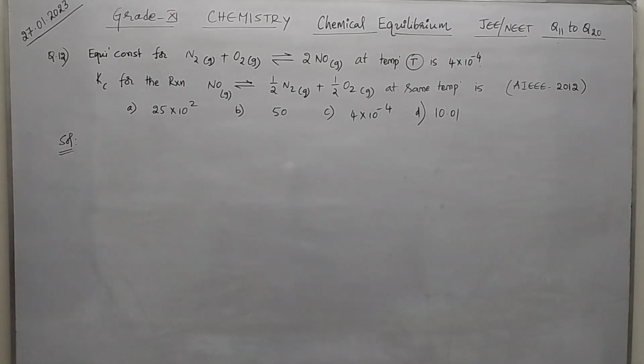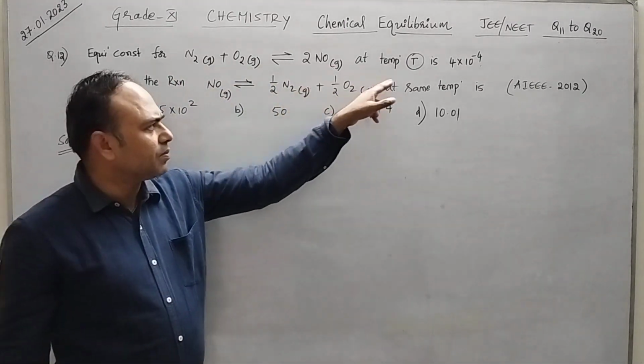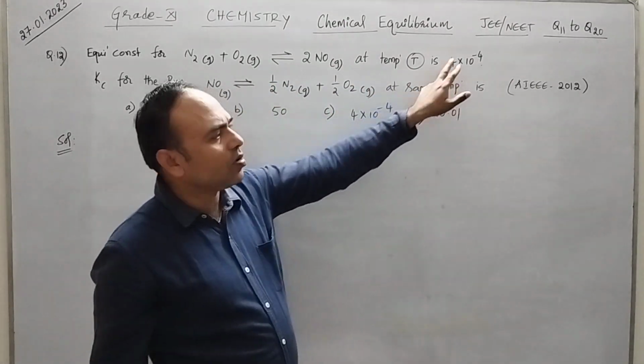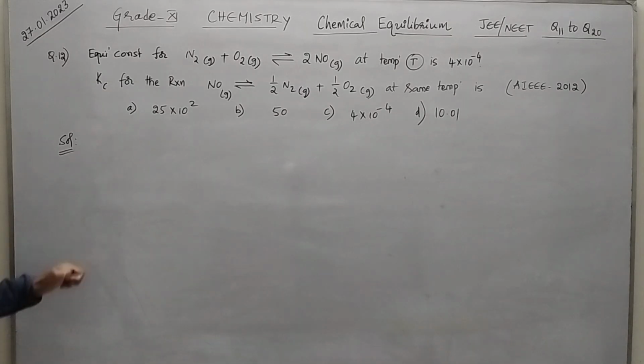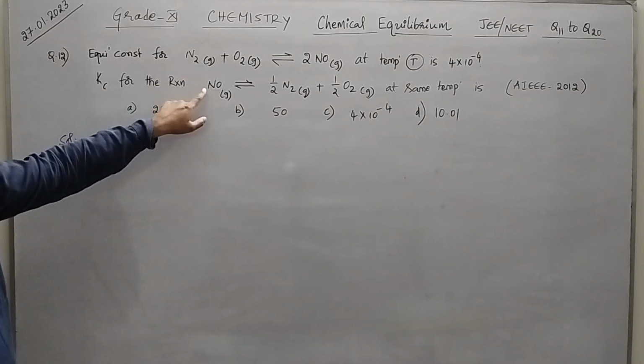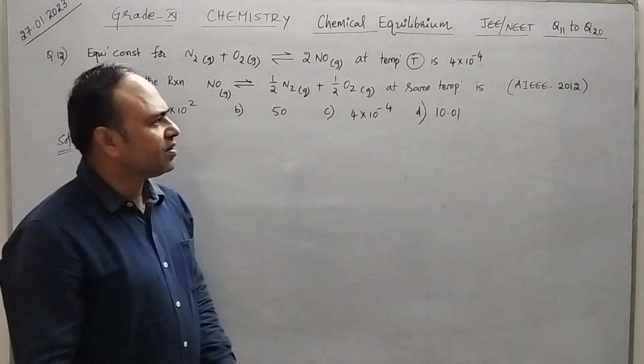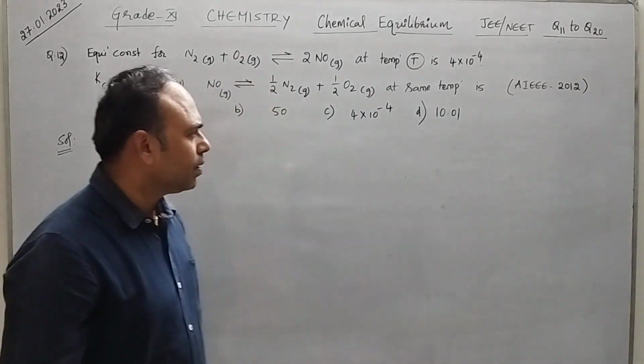Next, question number 12. Equilibrium constant for N2 plus O2 gives 2NO at temperature T is 4 into 10 to the power of minus 4. Now they are asking to find out Kc for this reaction. See, the same reaction they have changed and they are asking the value of Kc. This was asked in AIEEE 2012.